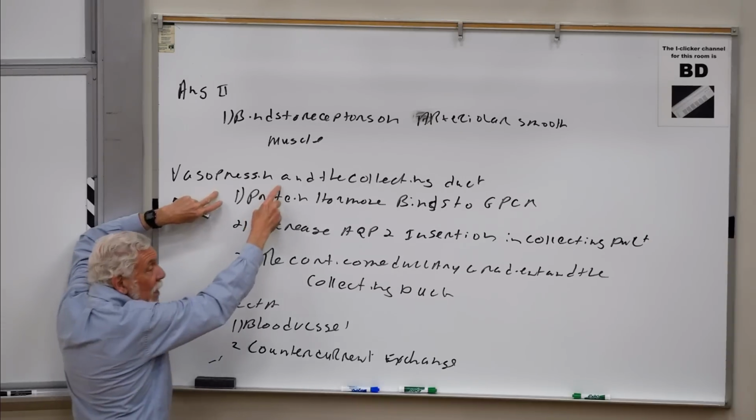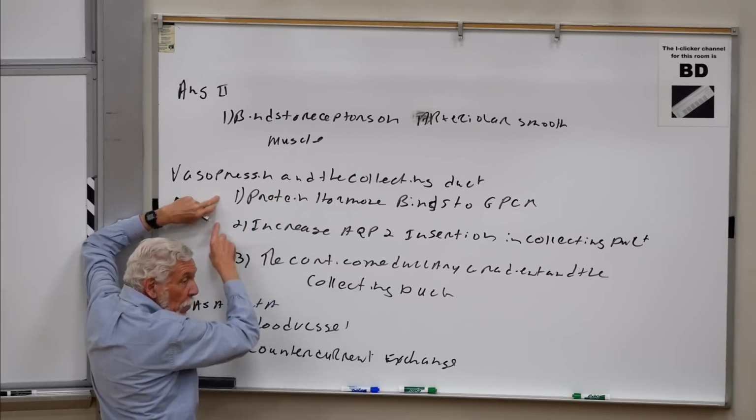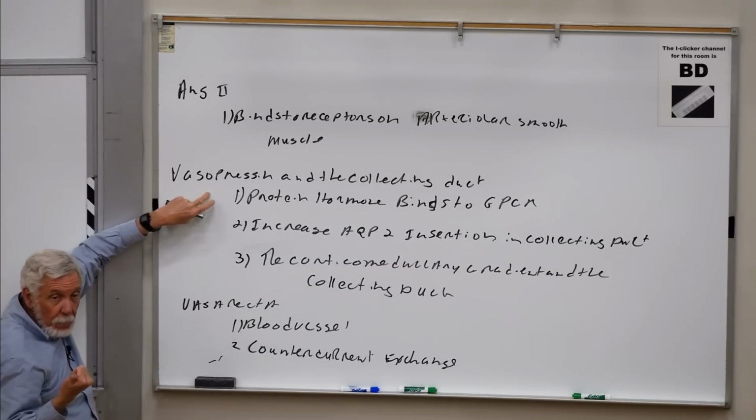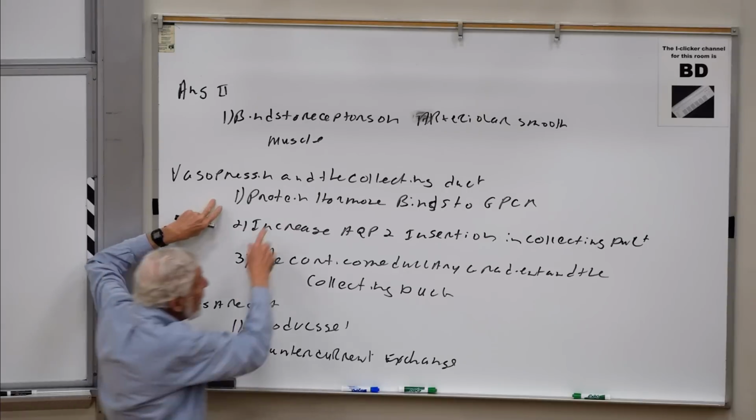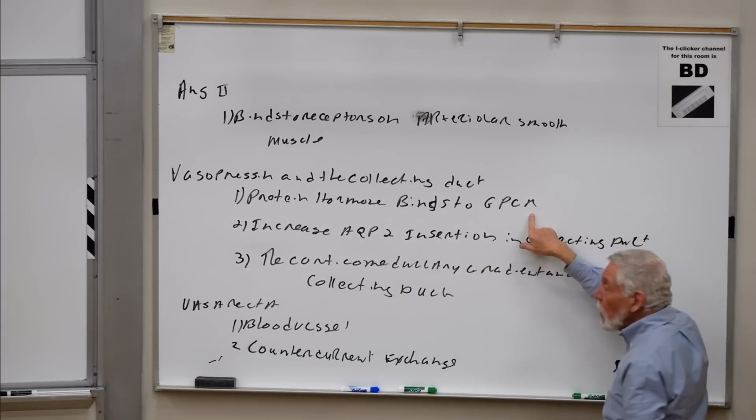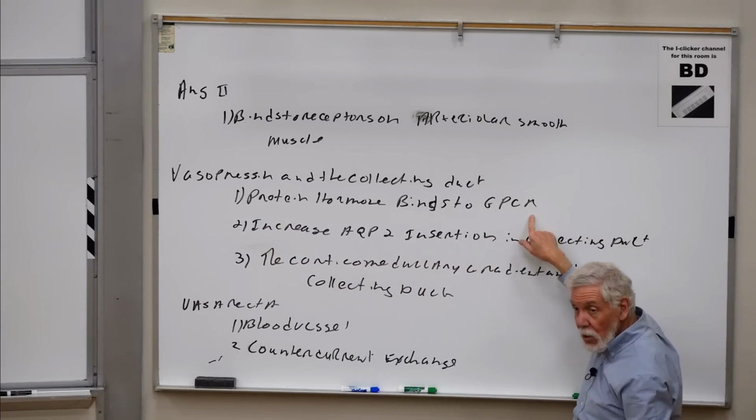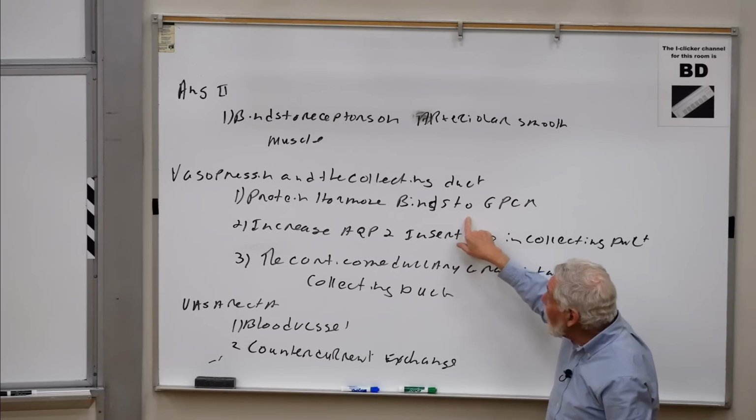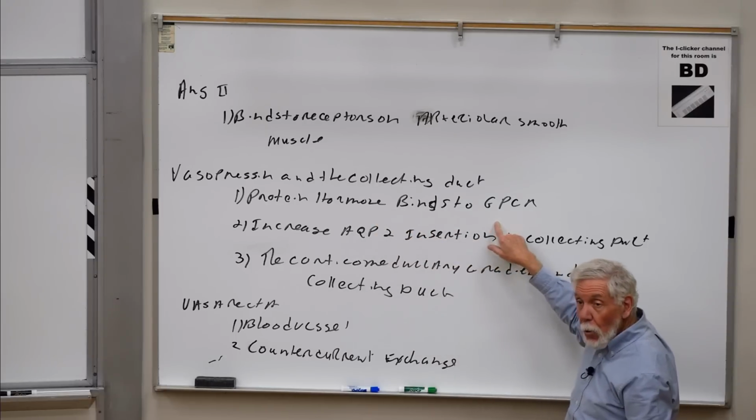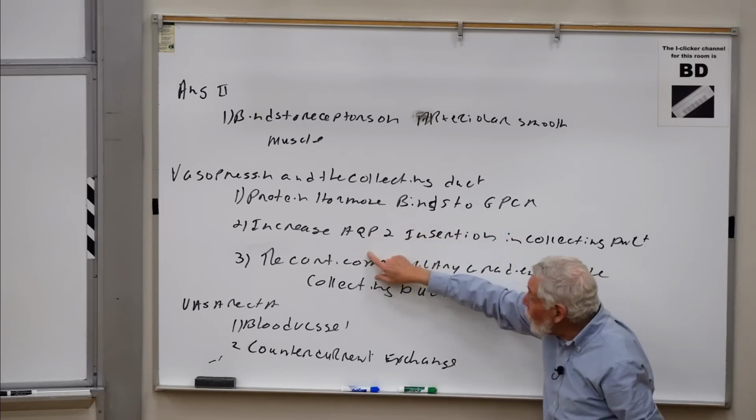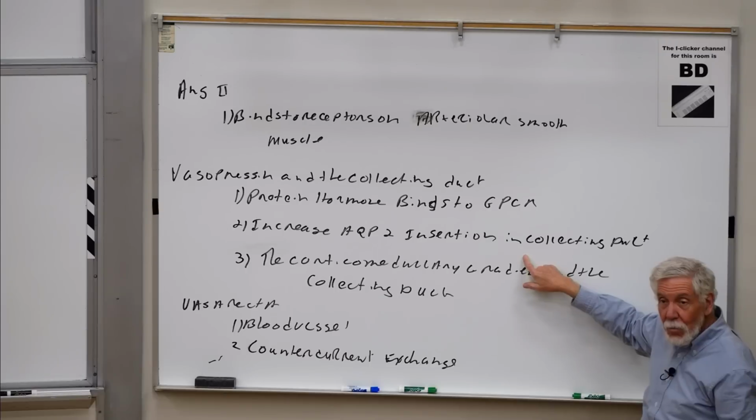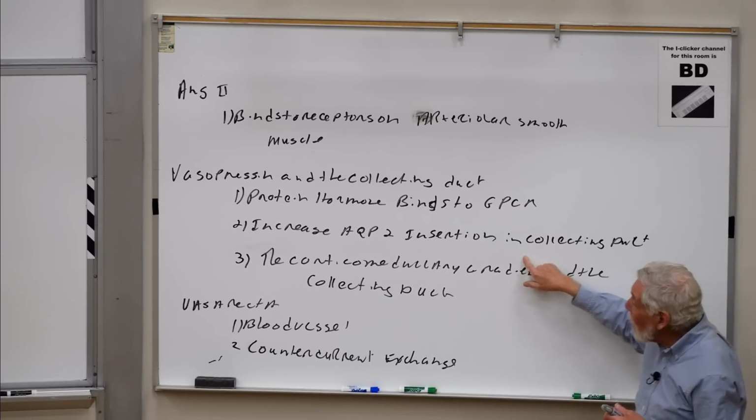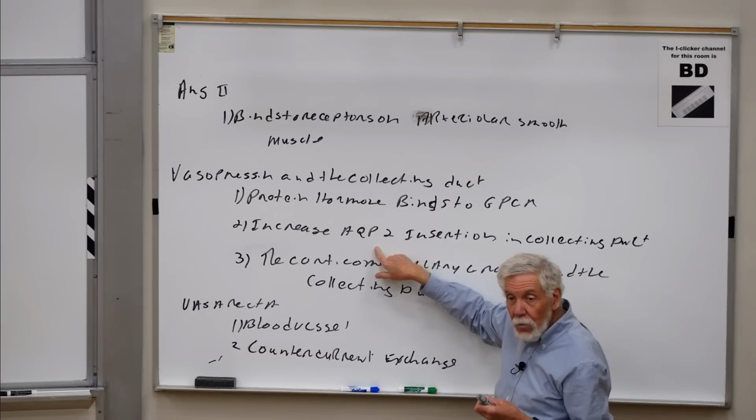Vasopressin is released from the posterior pituitary. Remember, there are only two hormones released from the posterior pituitary, oxytocin and vasopressin. Vasopressin then binds to a G-protein coupled receptor on the basolateral membranes of the epithelial cells forming the collecting duct. The binding of the hormone to the G-protein coupled receptor now increases exocytosis. There are vesicles stored within these epithelial cells that contain aquaporins.